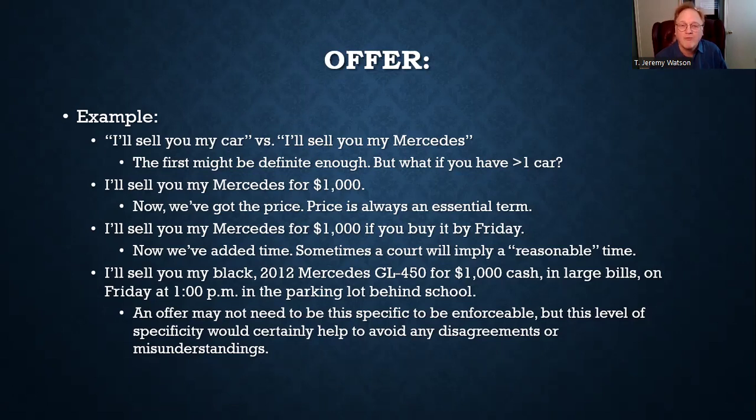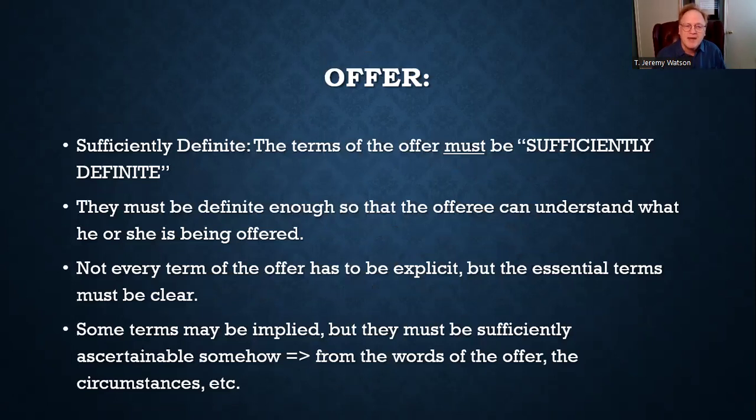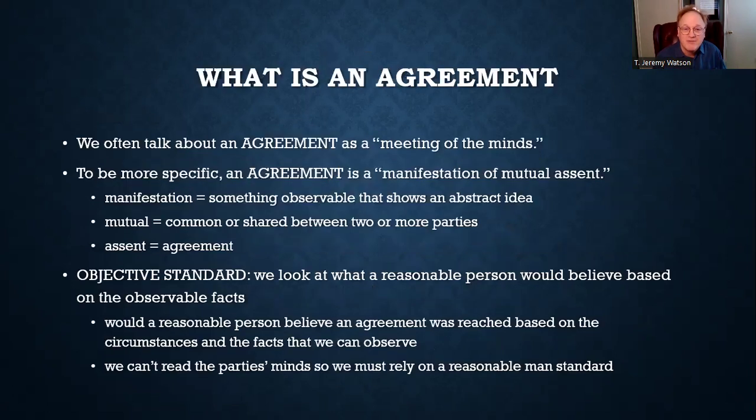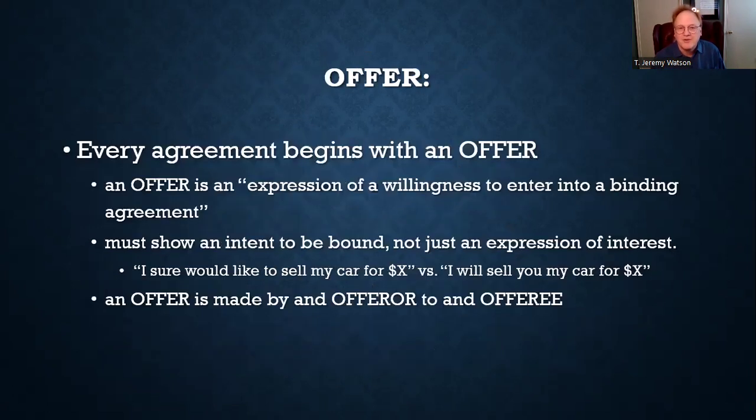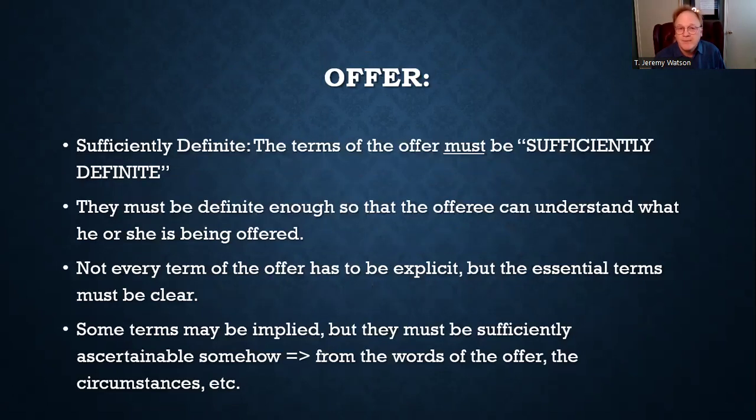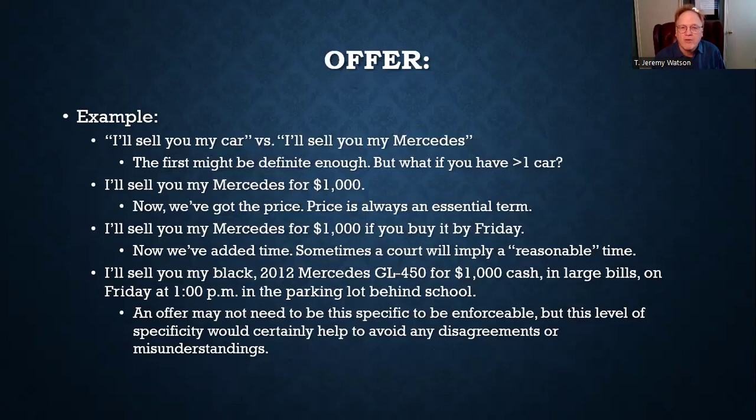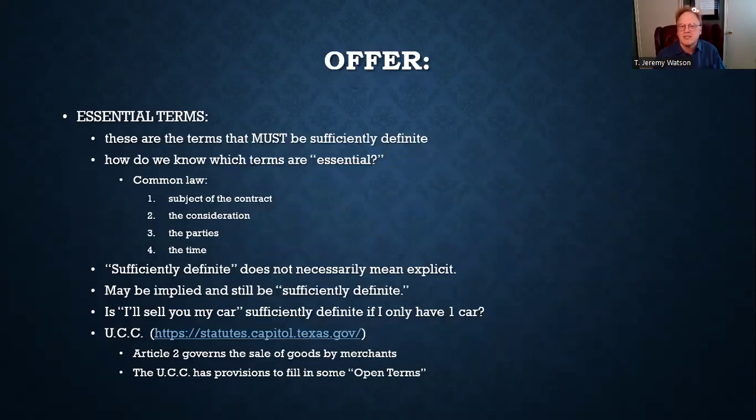All right. So an offer needs to be reasonably certain. It needs to be sufficiently definite so that parties using that objective standard can understand the terms that the offeror is making to the offeree. But what are those essential terms, those essential elements? Well, typically there are 4 terms that must be included in every offer in order for an offer to be sufficiently definite that we can consider it an offer.